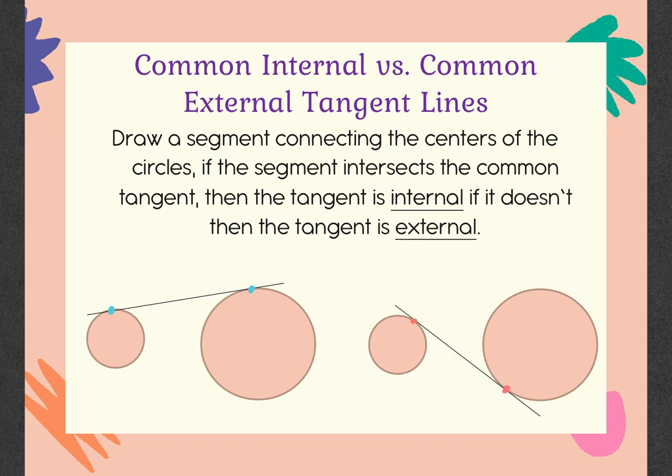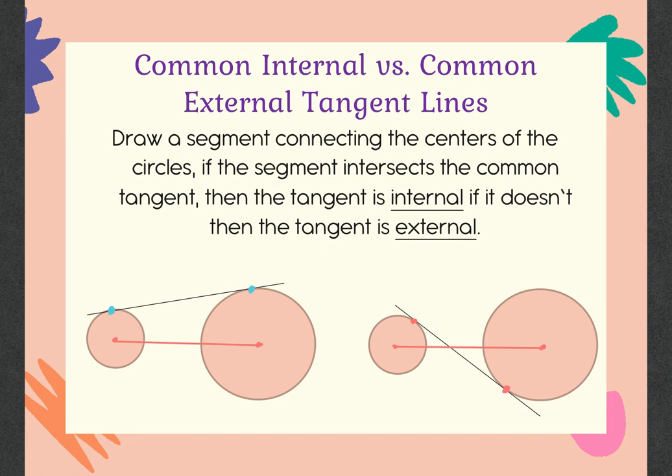But within common tangents, you want to classify them as internal and external. The way we do that is by drawing a segment connecting the centers of the circles. So if I had this circle here and this circle here, and I drew a segment that connected them, it would look like that. If the common tangent crosses through that segment, then it's an internal tangent. If it doesn't, it's an external tangent. So if I do the same thing over here on the right, I draw the two centers and then draw a segment that connects them.